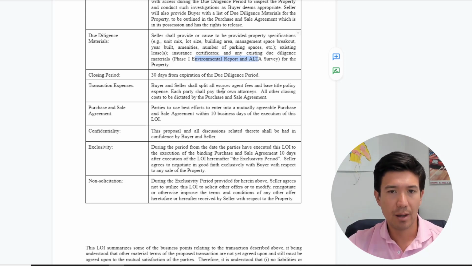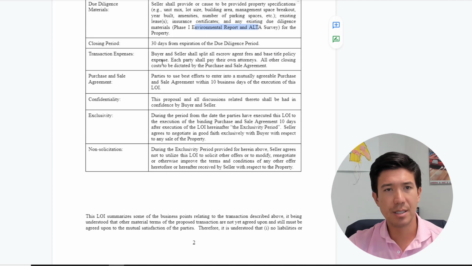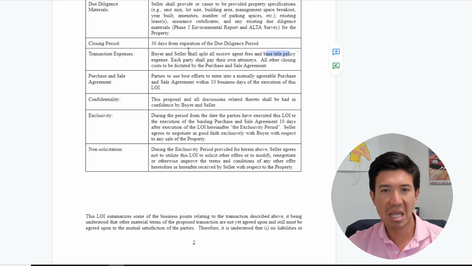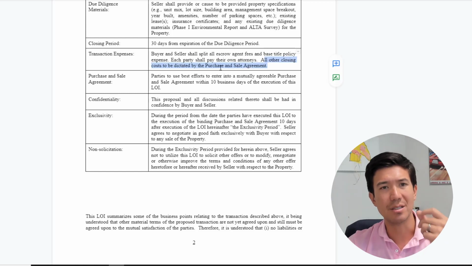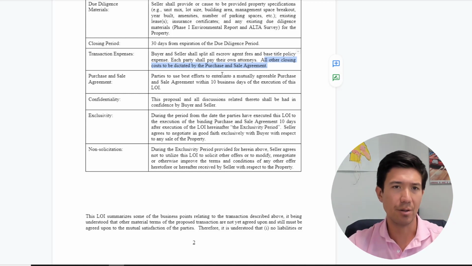Transaction expenses, again, I think other than commissions, that's the biggest one, but you have your base title policy, maybe the seller pays. This one, they have splitting it. That's fine. Just think about it. Each party pays their own attorneys. I think that's always common. Other closing costs, again, nothing is really a deal breaker in terms of a percentage or absolute number. It's really the commissions and title policy that are the biggest expenses.